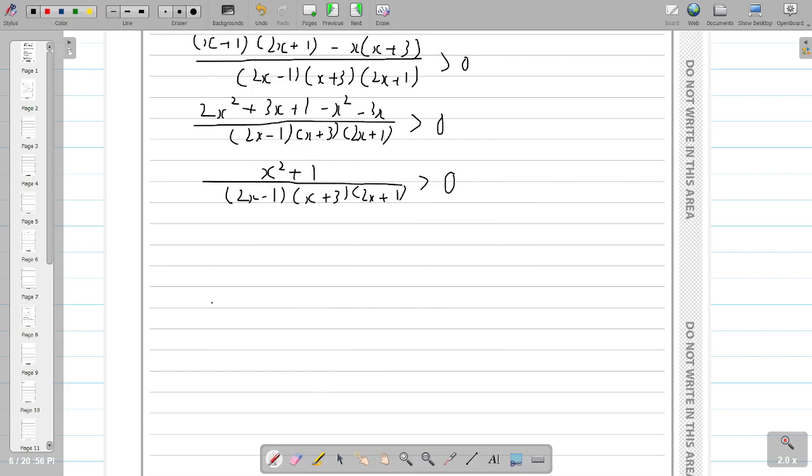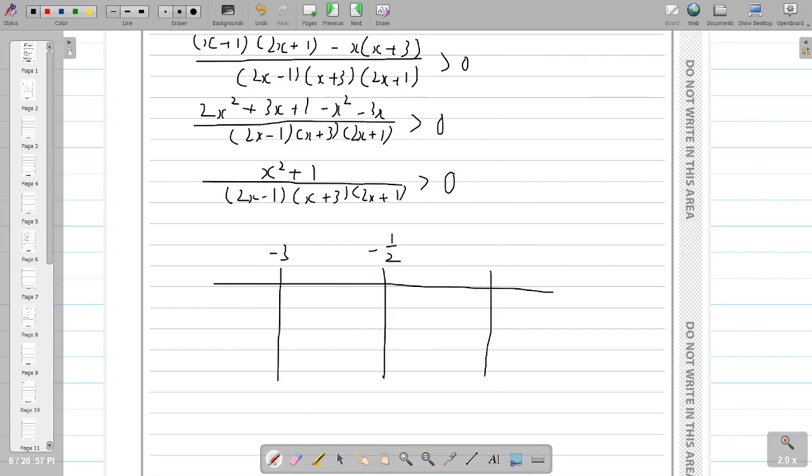So what we're going to do now is create a table and basically draw out some critical values. What I mean by critical values is we're basically going to set each of these equal to 0 and then find at which points those happen. So we have negative half. We have, oh wait, negative 3 is actually the far left. Negative 3, negative half, and then a half.